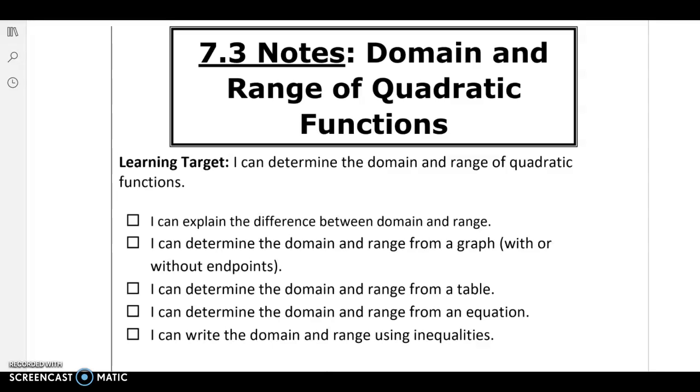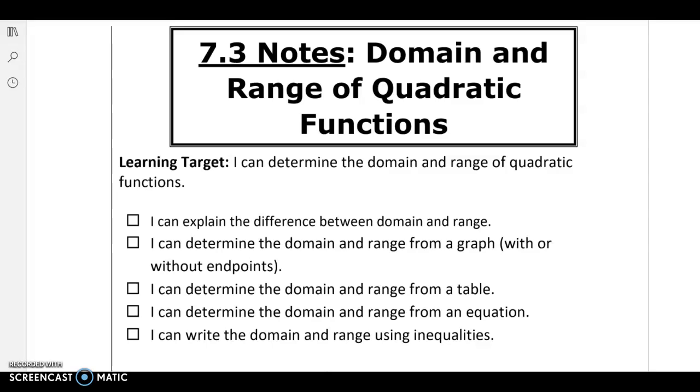Hey everyone, today we are looking at lesson 7.3, which is domain and range of quadratic functions. Now, domain and range is not new to us. We have learned it in the past, and so we're reintroducing it, but with a new kind of graph that we've been learning about, the quadratic function.